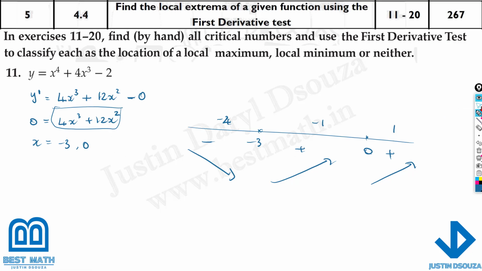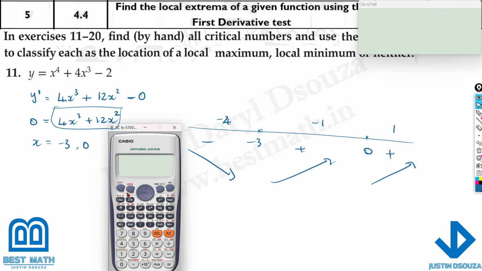How would you find the maximum and minimum points? Here there is no interval, so we have to just find these 2 points. Let's put -3 in this given equation, not in the derived one, because if you find the derived one, it's 0 over there. We need to use the given equation. Just type this out in the calculator and then calculate the values at -3 and 0. Here we have to put x to the power 4, that is alpha x to the power 4, plus 4x cubed, that's power 3, minus 2.